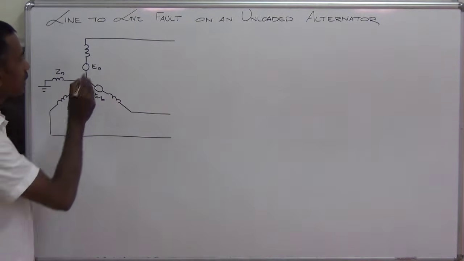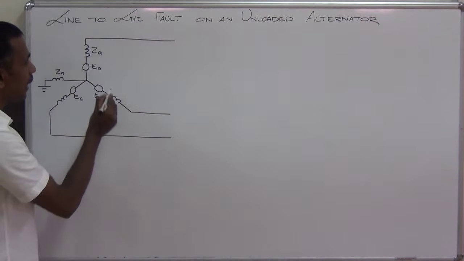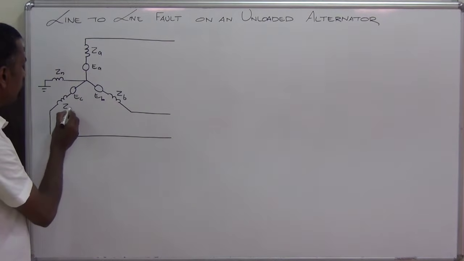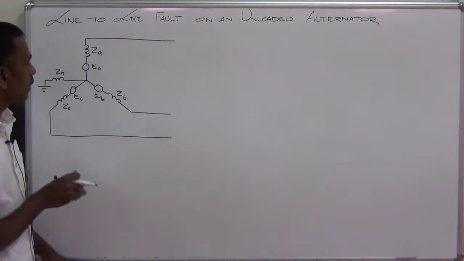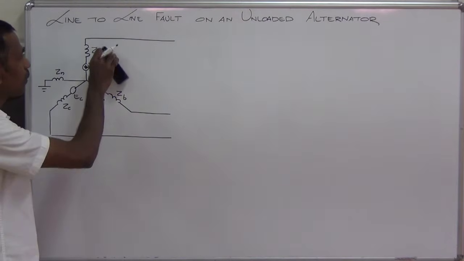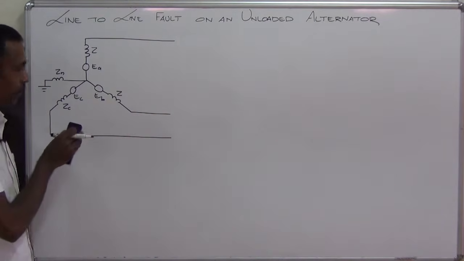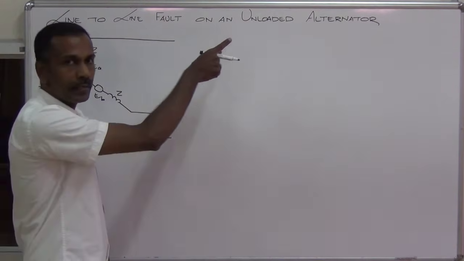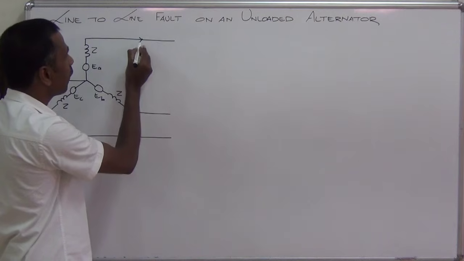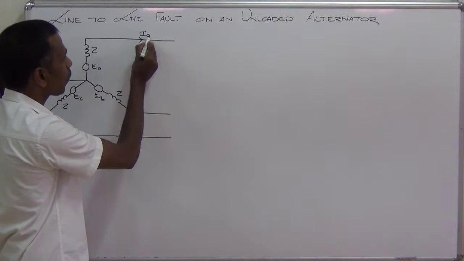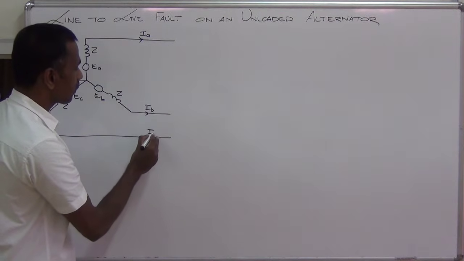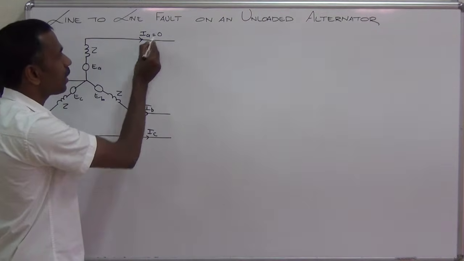The phase impedances are ZA, ZB and ZC. The three phase impedances are equal, so we can mark this as Z. This is an unloaded alternator, so the currents in the three phases are 0: IA, IB, IC. All the three currents are equal to 0.